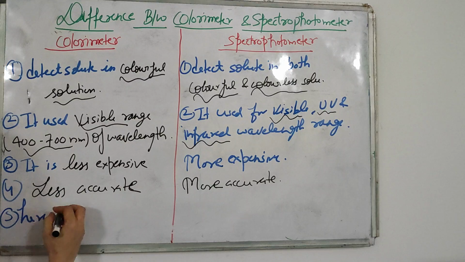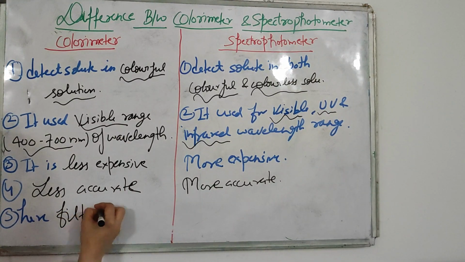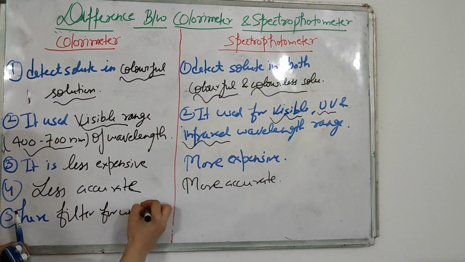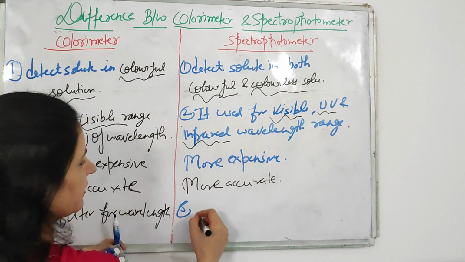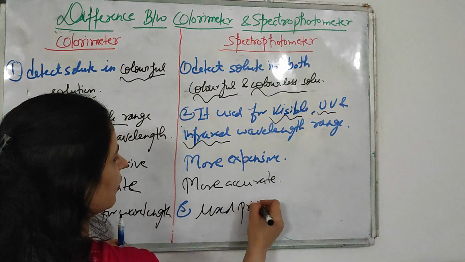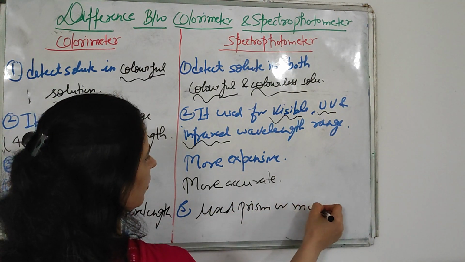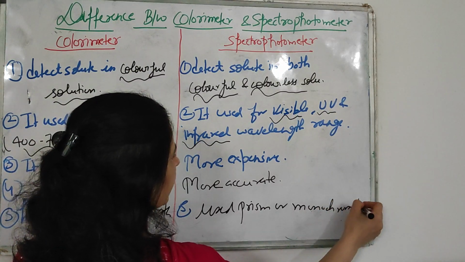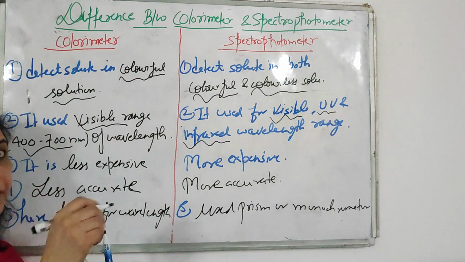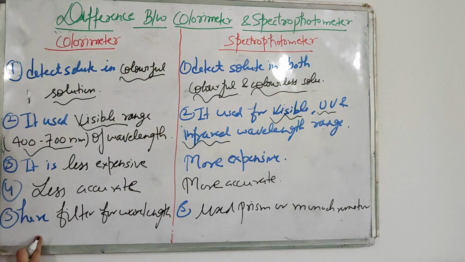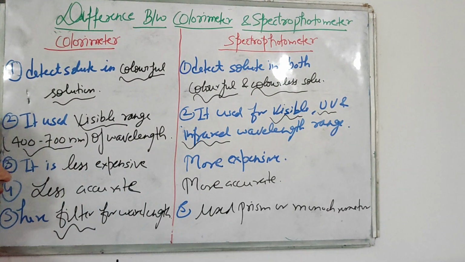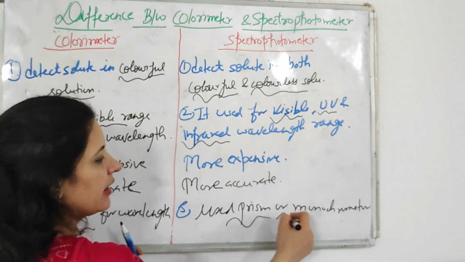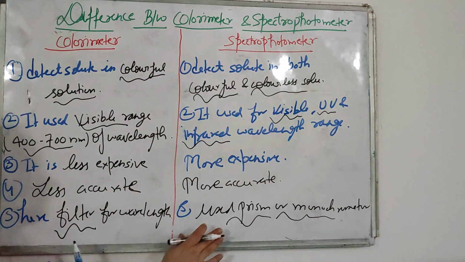Next is that a filter is used. In colorimeter you will use a filter for wavelength. While in spectrophotometer, what will you do? You will use a prism or monochromator. We studied the instrumentation yesterday, where we drew the prism. That prism splits the light. So one difference is that in colorimeter you will use a filter, a kind of filter for separation of wavelength, while in spectrophotometer you will use a prism or monochromator.